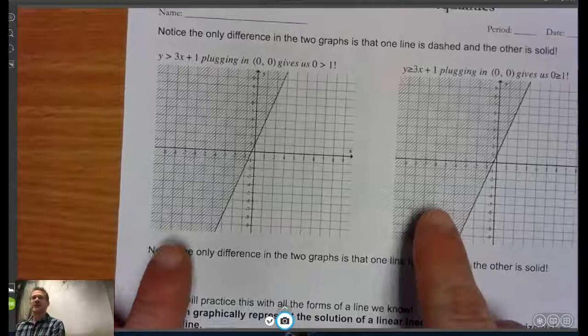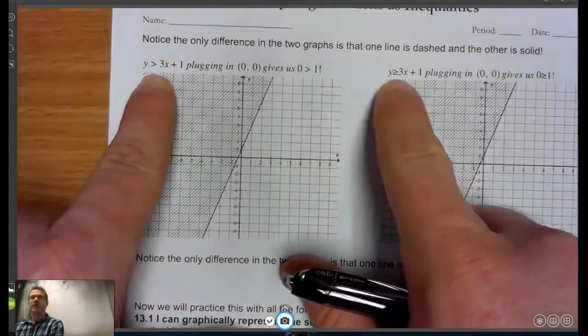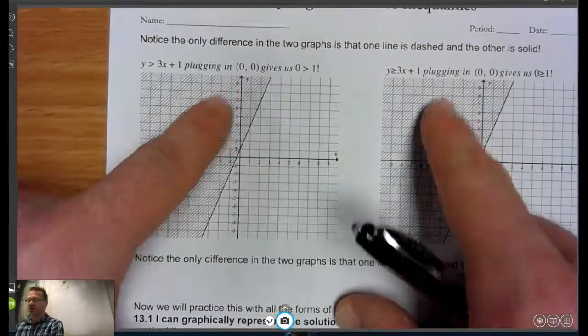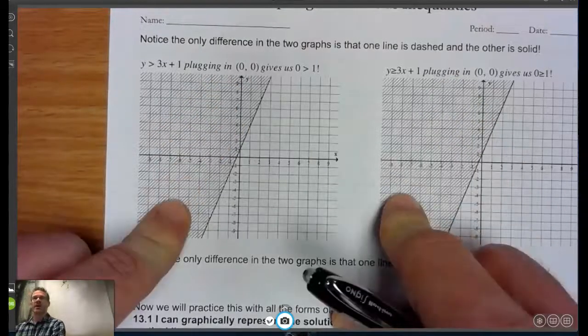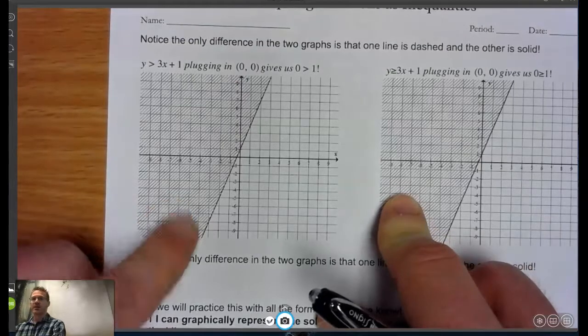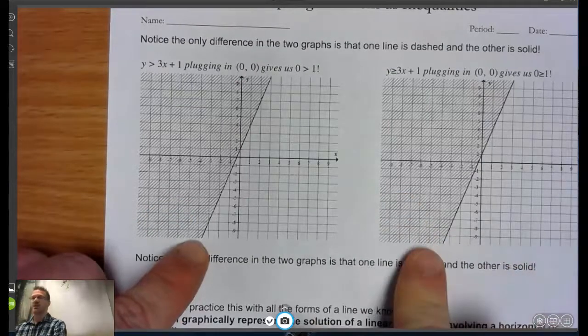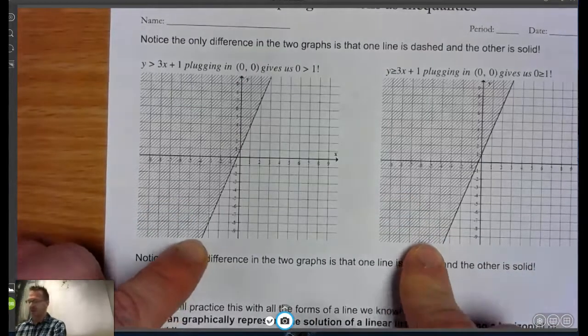Now, when we look at this, you can see once again, y is greater than or equal to. So notice the shaded region is the same. This is the true side, just like we went through just a second ago. And notice the only difference is this is a dotted line, and this is a solid line, going back to kind of questions 3 and 4.